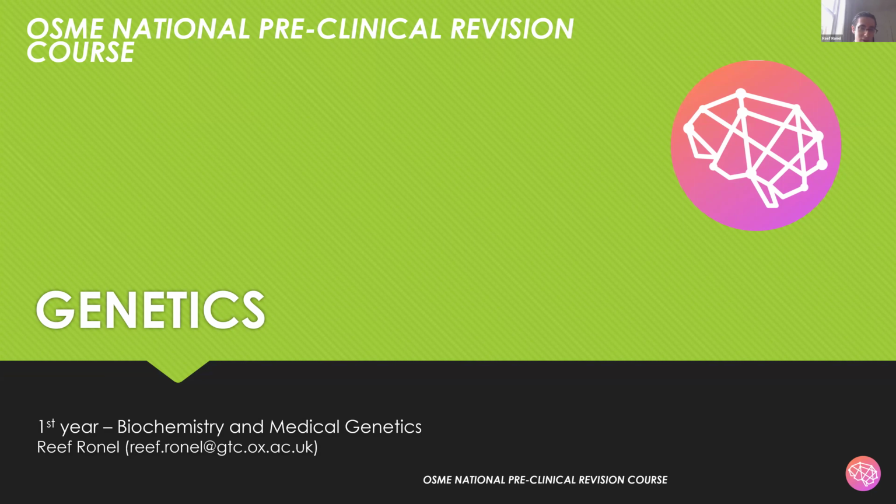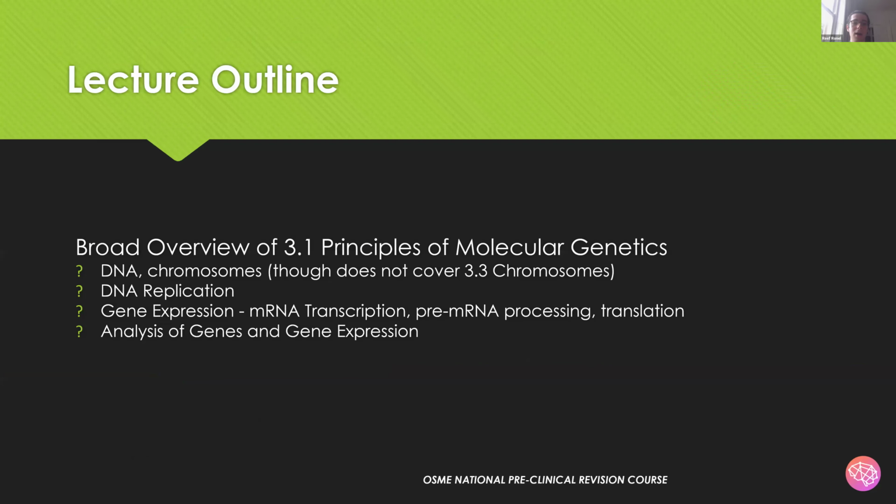So I was given the very broad title of genetics, which is about a third of what you do in first year. So I worked quite hard to try and condense this all into an hour length lecture. Now, I'm mostly going to focus on molecular genetics because I imagine that you did this most long ago, whereas the medical genetics part of it is more recent. So briefly, I'm going to cover the DNA and chromosome structure, DNA replication, and then our main processes in gene expression. And then I'm also going to touch on the different methods we have for gene and gene expression. So this is everything that's covered in 3.1 in your syllabus.